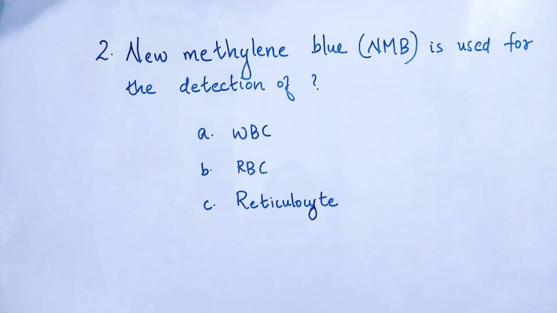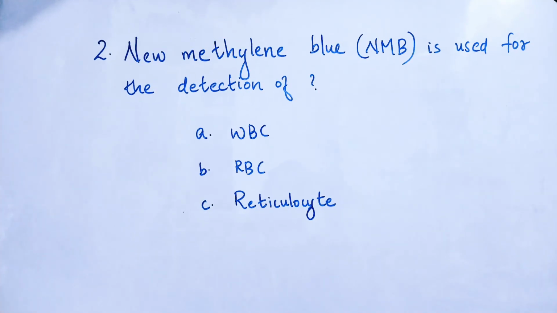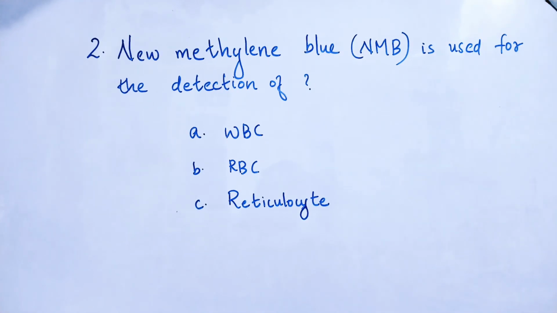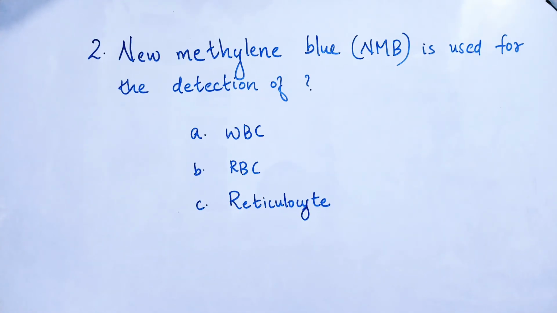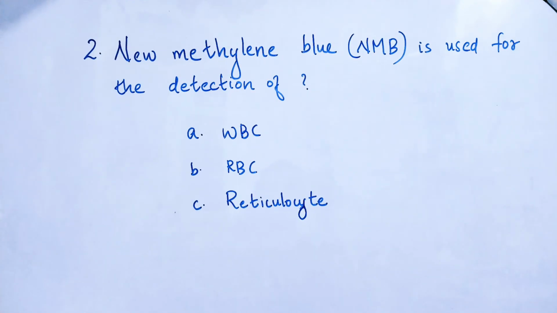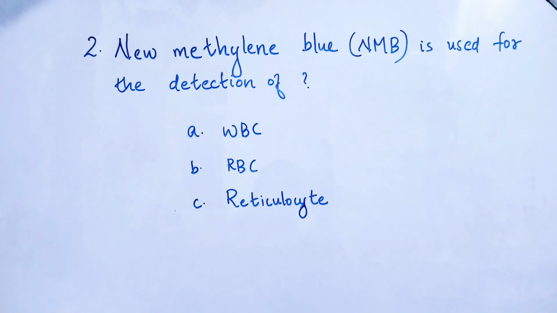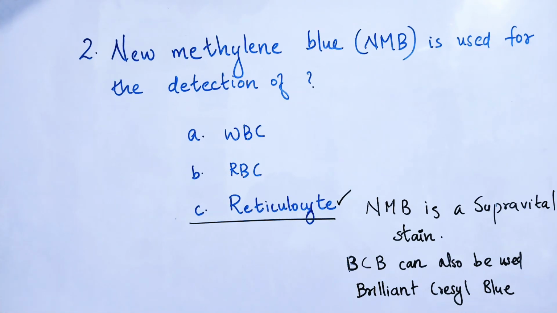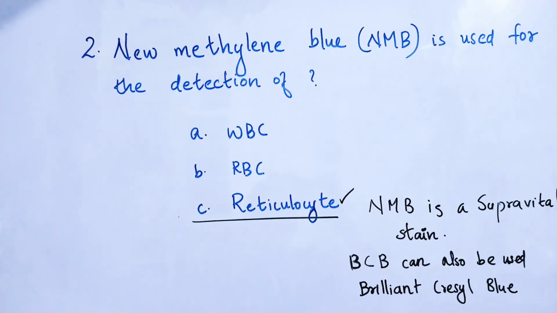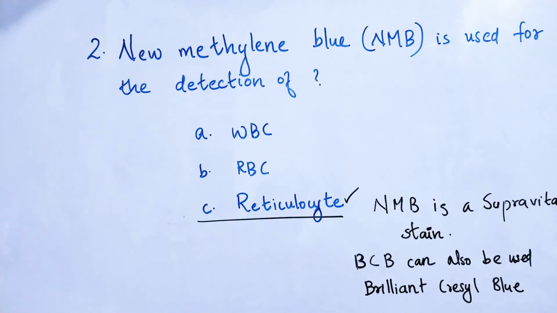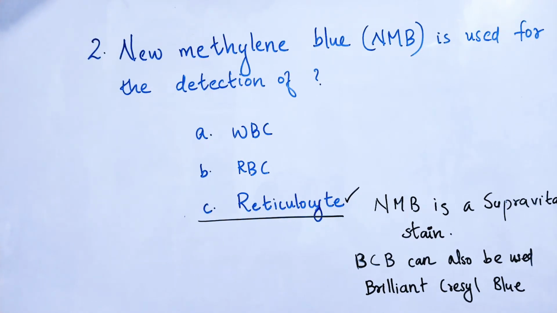Question number 2. New methylene blue or NMB is used for the detection of option A, WBC, option B, RBC, option C, reticulocyte. New methylene blue is used for the detection of which of the following cells? The right answer is option C, reticulocyte. New methylene blue is used for the detection of reticulocyte. New methylene blue is a supravital stain. We can use brilliant cresyl blue also.